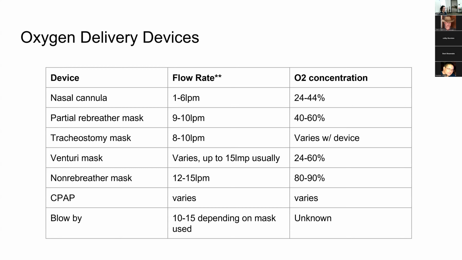A Venturi mask, there's a good picture of it in your book, but it allows for some carbon dioxide to actually be re-inhaled. Those are going to be best for things like your COPD patients, where you don't want to put them into a high oxygen, low CO2 concentrated state.